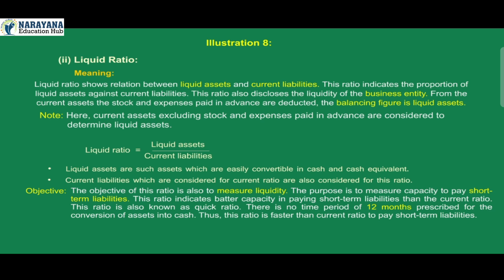There is no time period of 12 months prescribed for the conversion of assets into cash. Thus, this ratio is faster than the current ratio to pay short-term liabilities. Trend: generally, the proportion of this ratio, 1:1, is desirable.